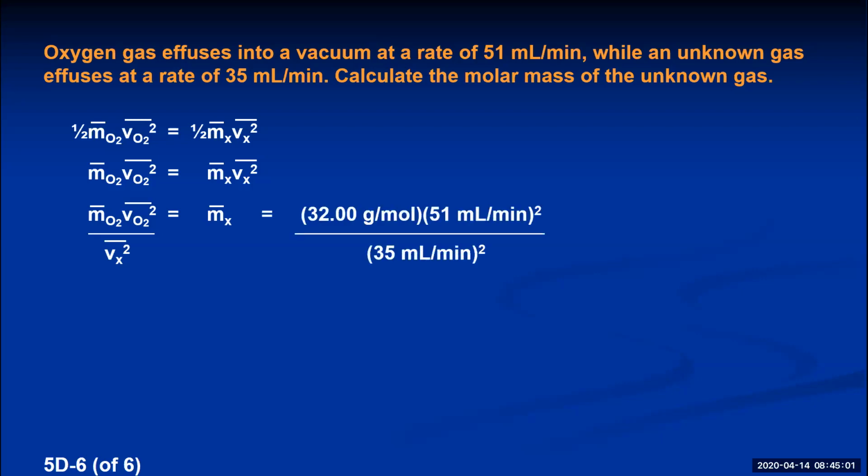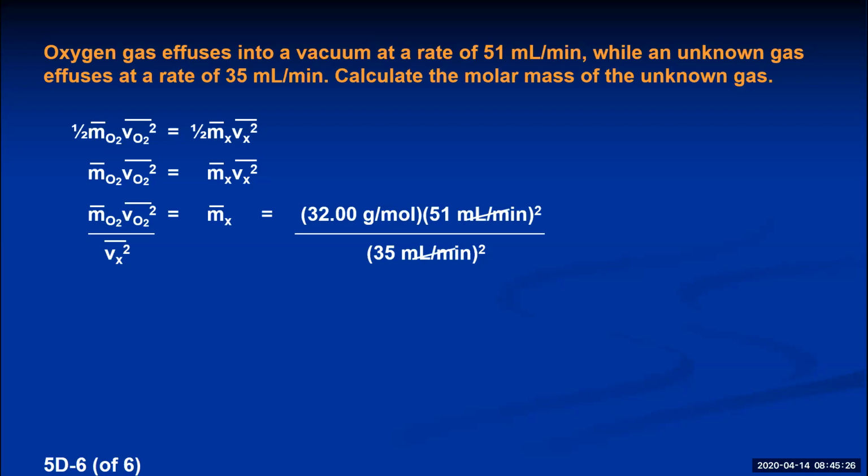The milliliters per minute just cancel out, so it doesn't matter really how the velocity is expressed. They probably should be meters per second, but if I put meters per second squared over meters per second squared, the units would cancel out. And in this case, the milliliters per minute squared over the milliliters per minute squared cancel out. So it doesn't matter what the units are. But when they do cancel out, the units of my answer are going to come out in grams per mole.